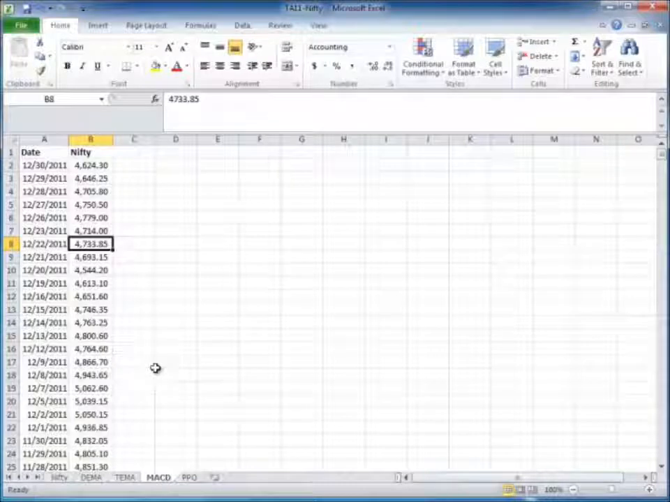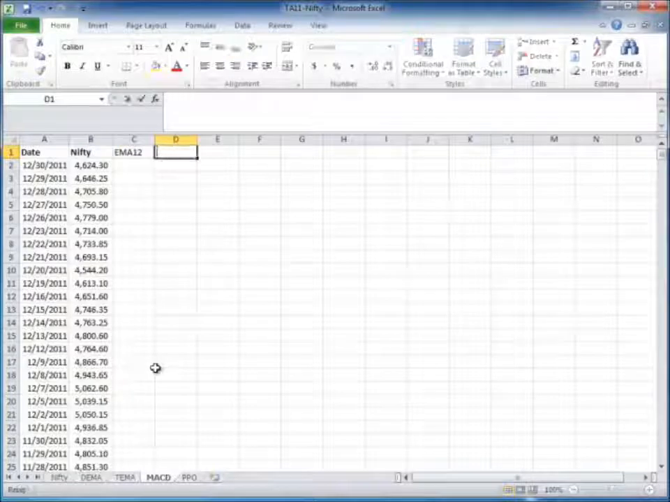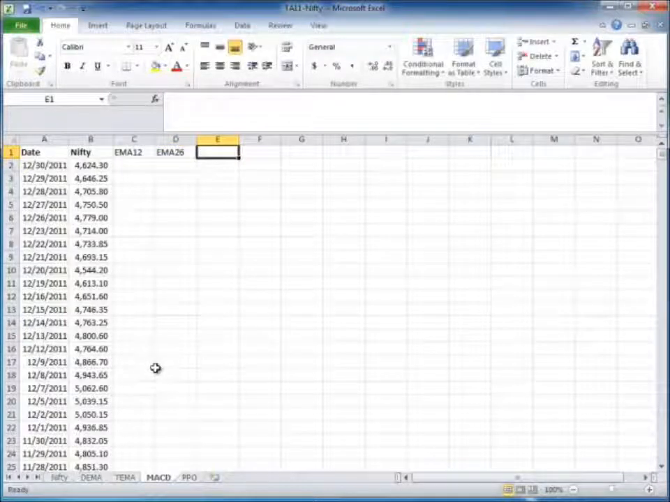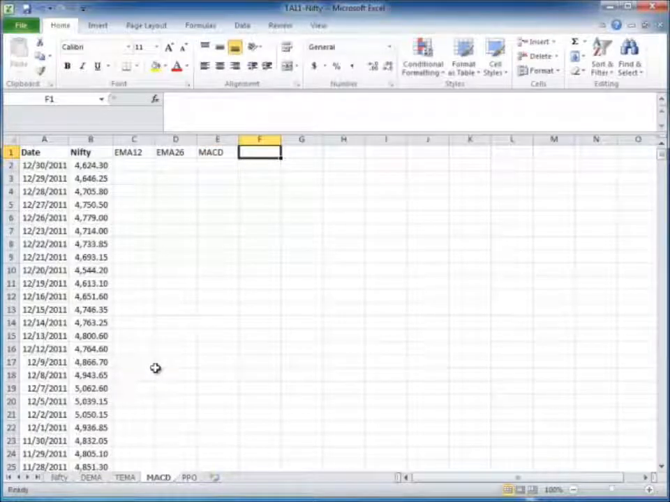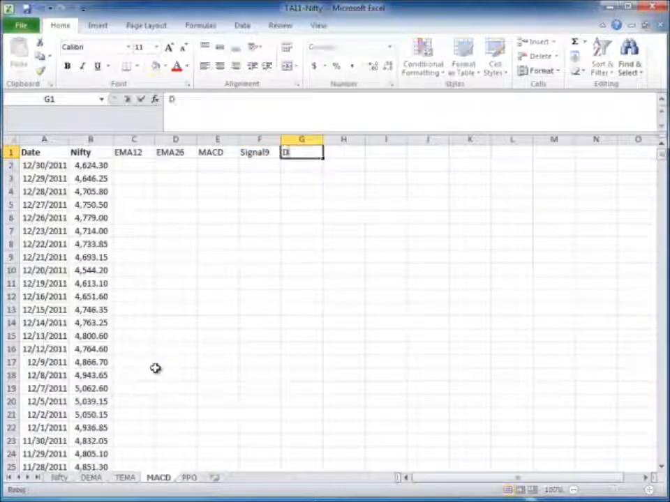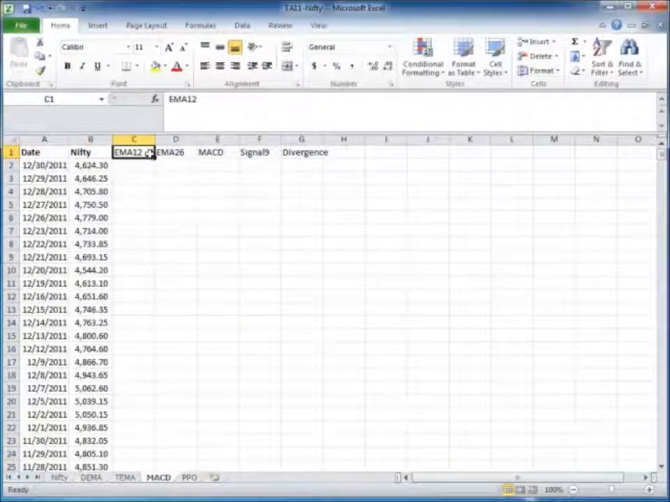Now first we'll just use the same parameters that we saw in the chart. So we'll just use the EMA 12, we'll use EMA 26. With that we'll calculate the MACD line, so we'll call that MACD. Then from that we will have the signal line, which will just be an EMA of the MACD, 9, so I'm going to put signal 9. And then finally we'll have the divergence. After that we'll actually do the trading strategy and see how it performs.